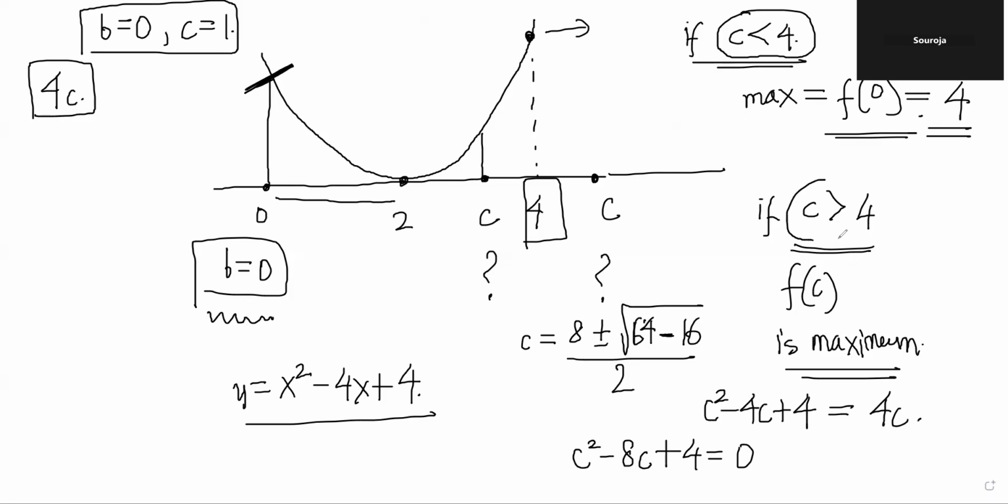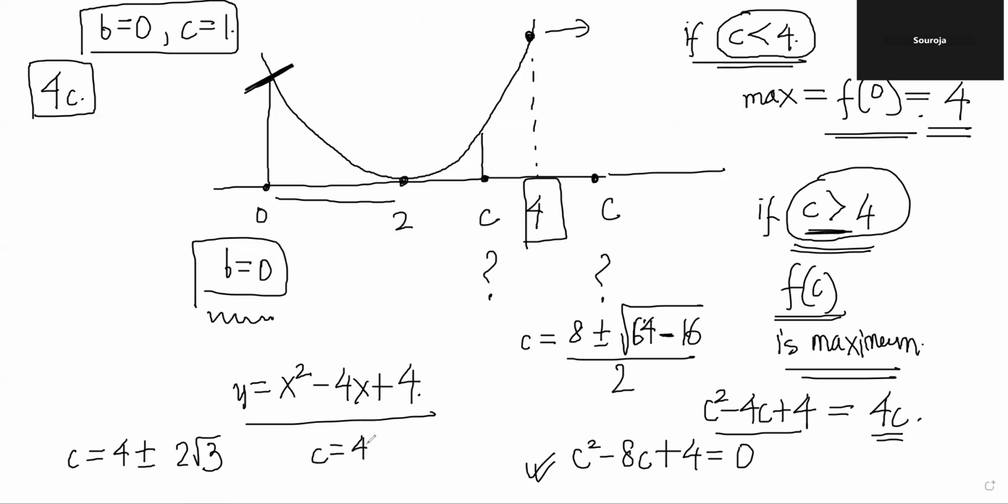So in the other case, c is greater than 4. In that case, f of c is the maximum, but f of c should be equal to 4c according to the question. So we'll get an equation like this, and the solutions are coming. c is equal to 4 plus minus root 48 by 2. So that is going to be 4 plus minus 2 root 3. So you cannot take the 4 minus 2 root 3 because that will make it smaller than 4. So you have to take c is equal to 4 plus 2 root 3. So the second option is b is 0 and c is equal to 4 plus 2 root 3.